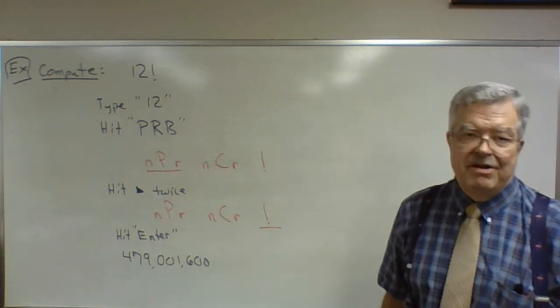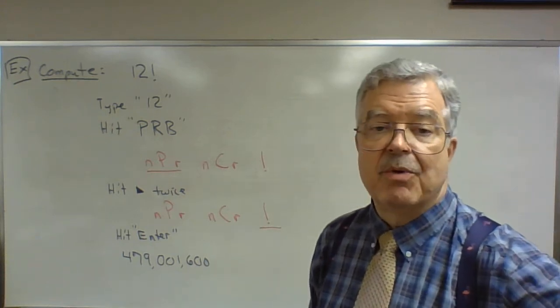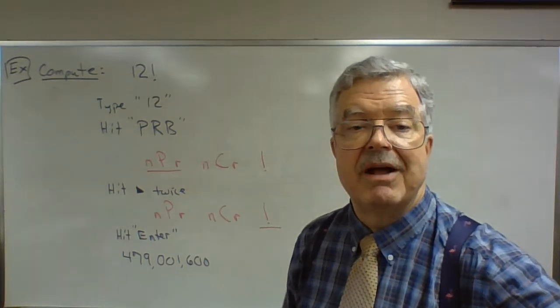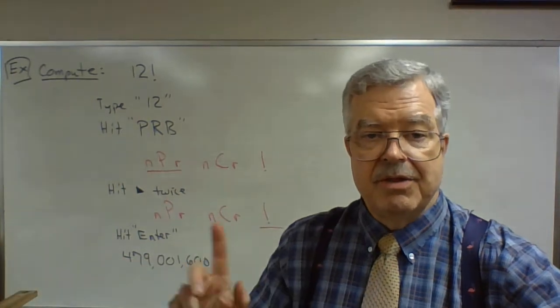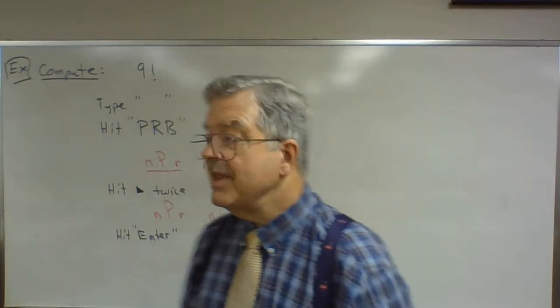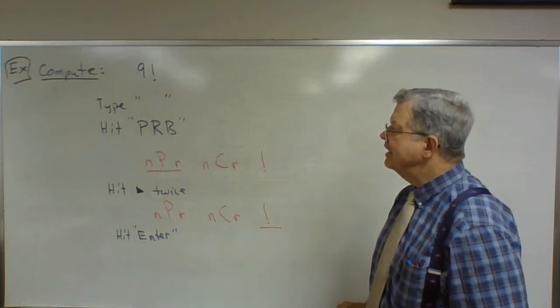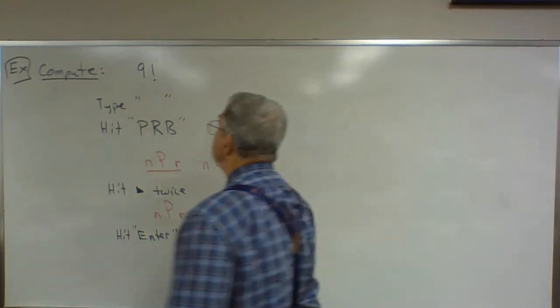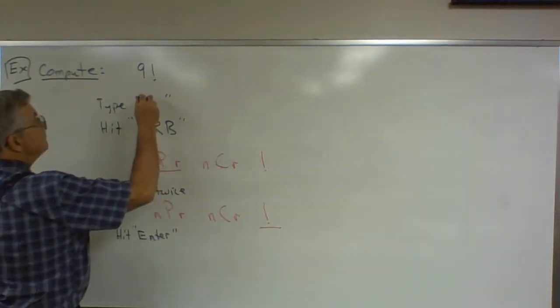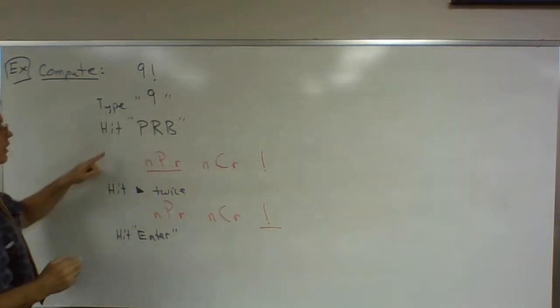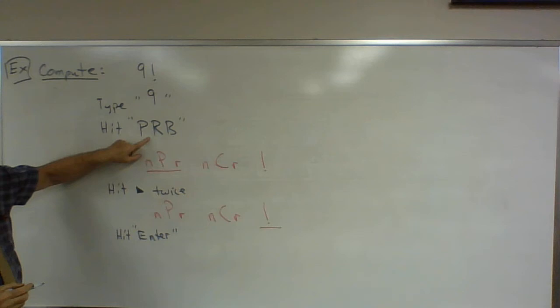Let's try another example with factorial using our TI calculator, the one we're going to use for the final. 9 factorial using our TI calculator. We'll type 9. We'll hit the probability key.